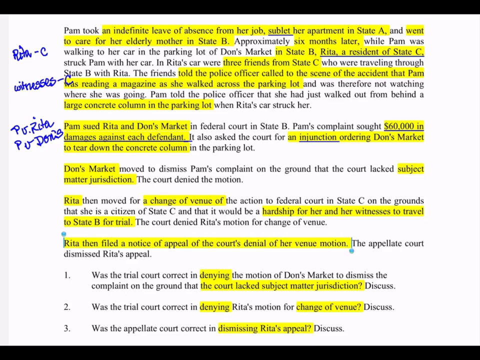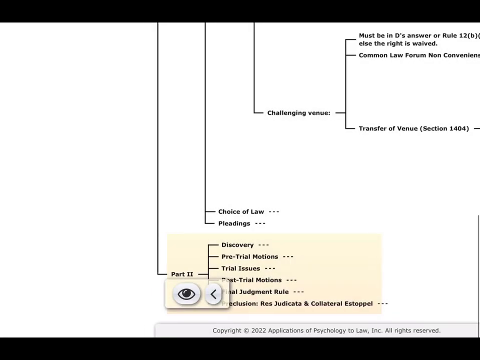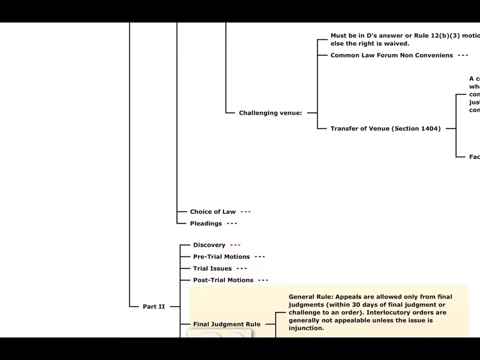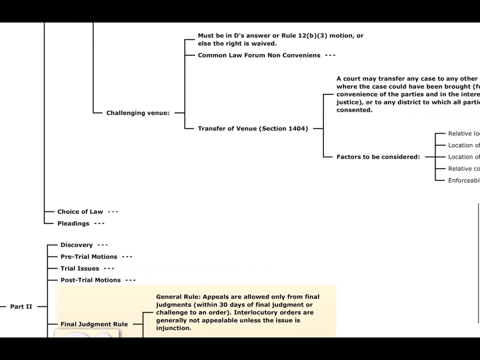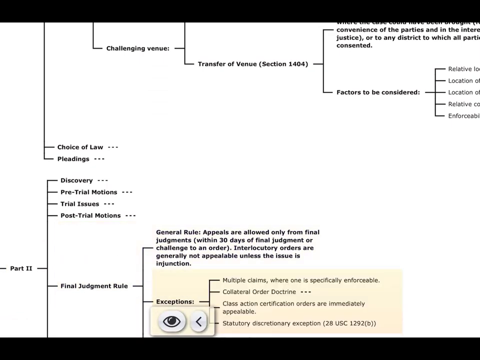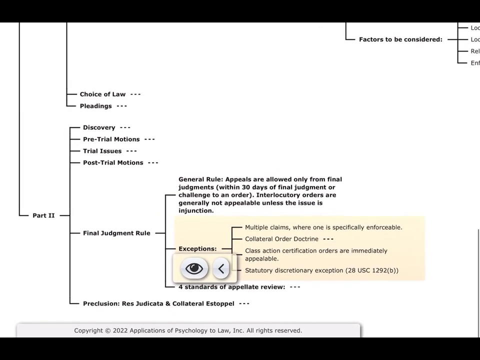Rita then filed a notice of appeal of the court's denial of her venue motion. The appellate court dismissed Rita's appeal. That's call 3. And this is about an interlocutory appeal. Okay, what we're talking about here is the final judgment rule. We're talking about the fact that appeals are allowed only from final judgments, and they have to be within 30 days of the final judgment or the challenge to an order.